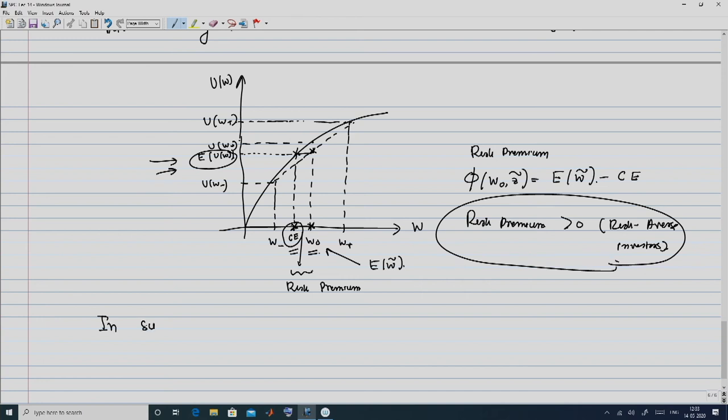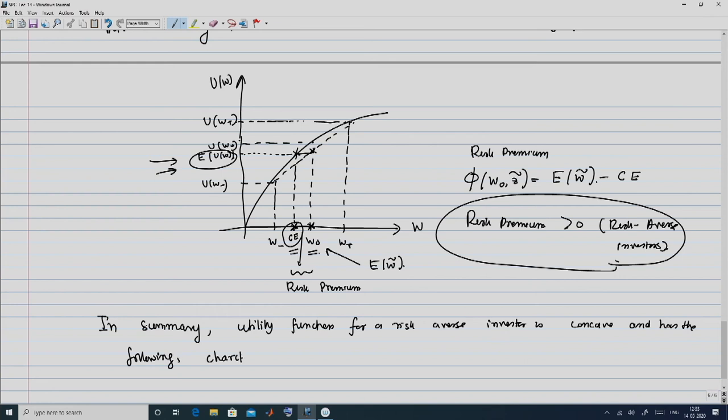So in summary, this is the summary for the risk averse investor: the utility function for a risk averse investor is concave and has the following characteristics. The utility of the expected wealth is going to be greater than the expected utility of W, which is equivalent to U prime of W greater than 0, and U double prime of W is less than 0.